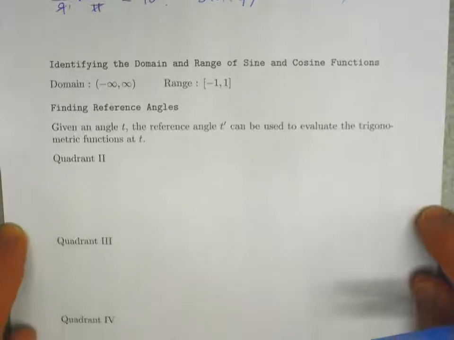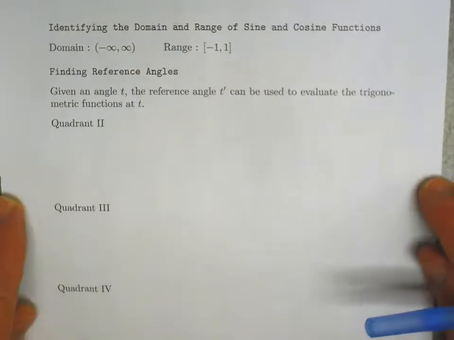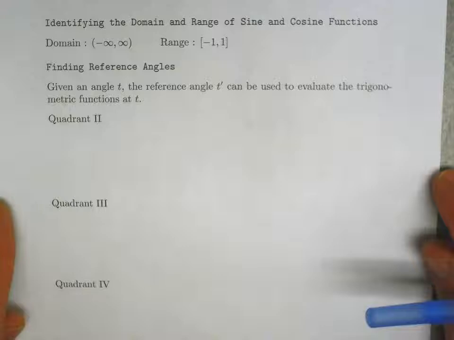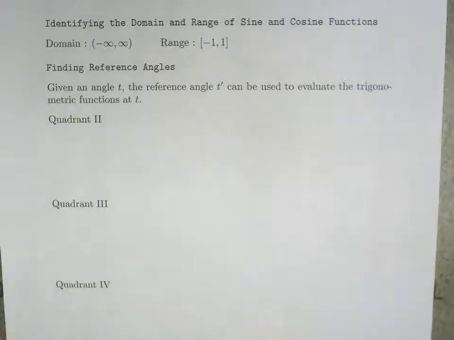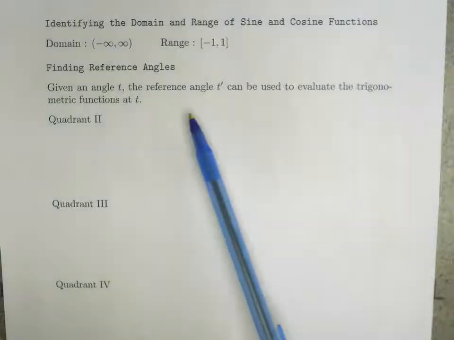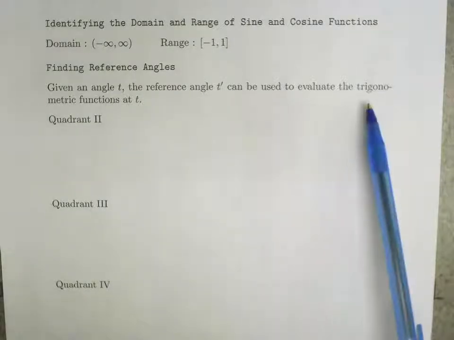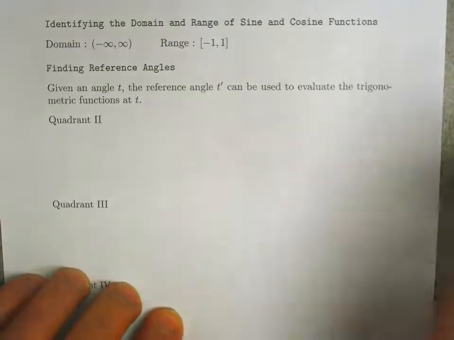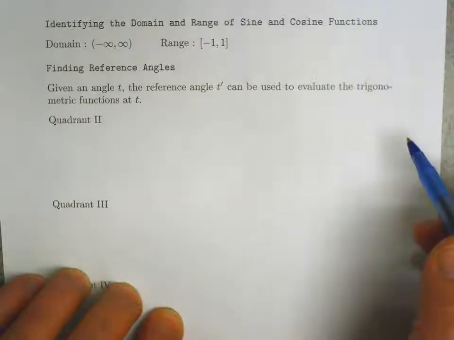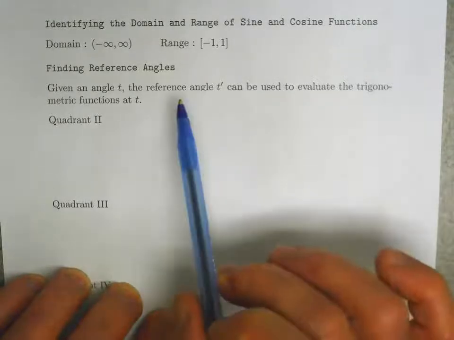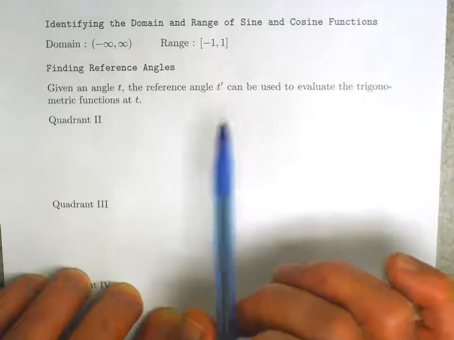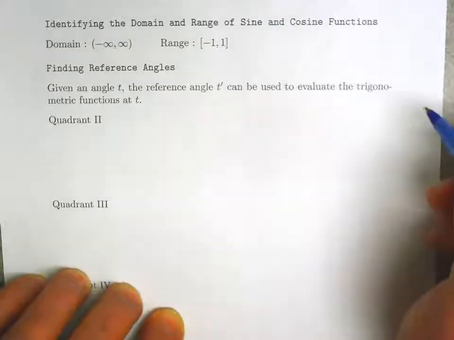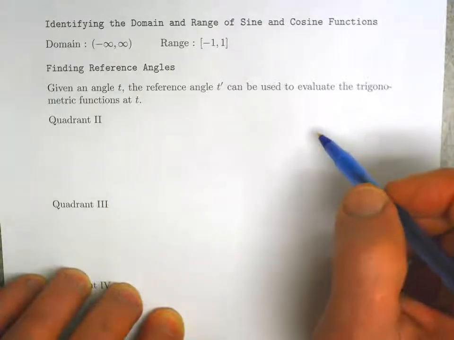Okay, finding reference angles. We've encountered reference angles already. Given an angle t, the reference angle t prime can be used to evaluate the trigonometric functions at t. So this is a very useful and important concept. It's not too hard, but just make sure that you know how to do it.